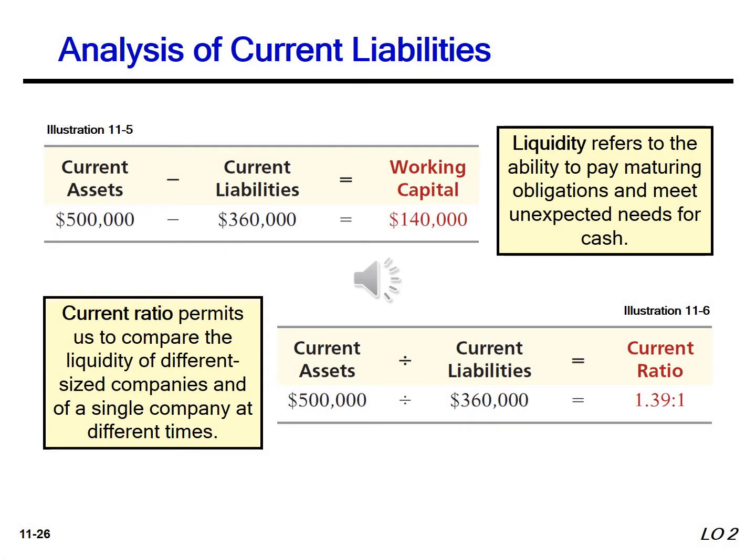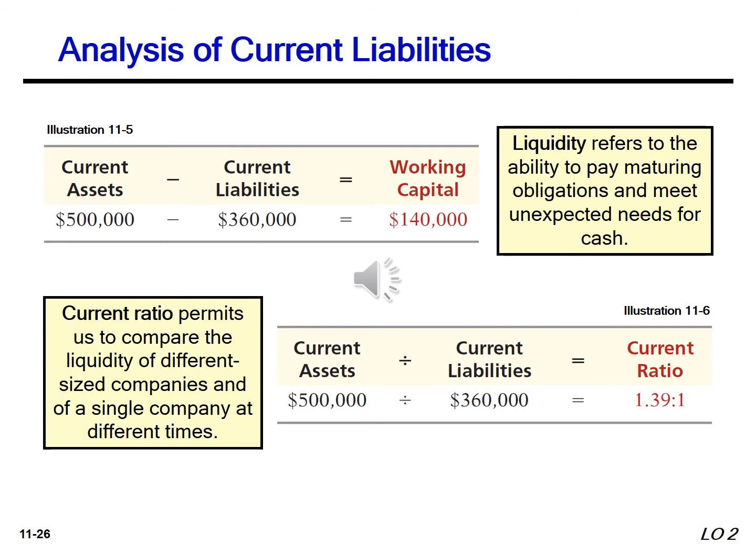Now, how do we analyze current liabilities? We have multiple ways of doing that. The most commonly used metrics are working capital and current ratio. Now, working capital is designed to measure liquidity of the company, which refers to the ability of the company to pay maturing obligations and meet unexpected needs for cash. How do we calculate working capital? We basically subtract current liabilities from current assets, which will give us the working capital.